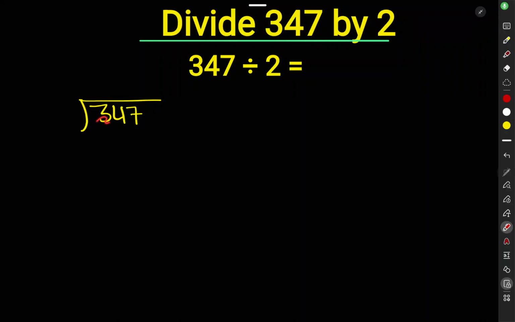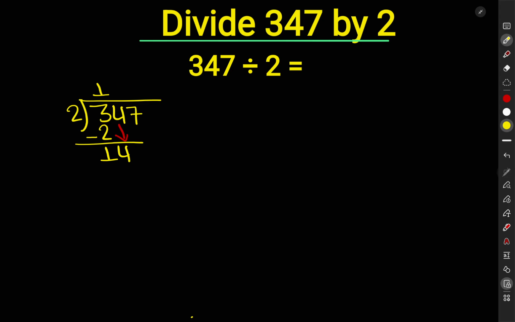We divide 347 by 2 in the long division method. So 2 times 1 means 2. On subtracting we get 1. So now this 1 is less than 2. So we put down the number beside this, 4.